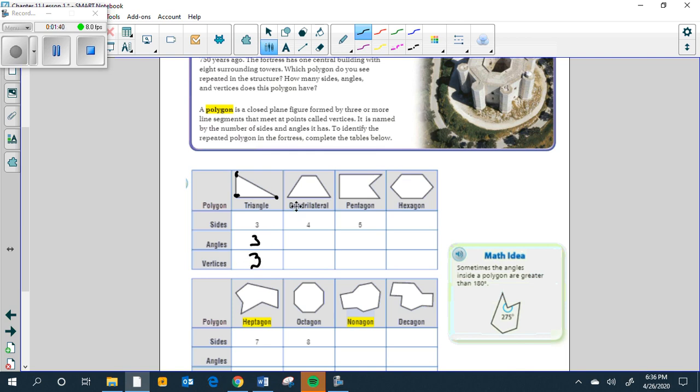Let's take a look at the next polygon. The next polygon is a quadrilateral. It has 4 sides, 1, 2, 3, 4. It has 1, 2, 3, 4 angles and 1, 2, 3, 4 vertices. Go ahead and take a look at the rest of the polygons, fill in the chart, and check back for your answers.